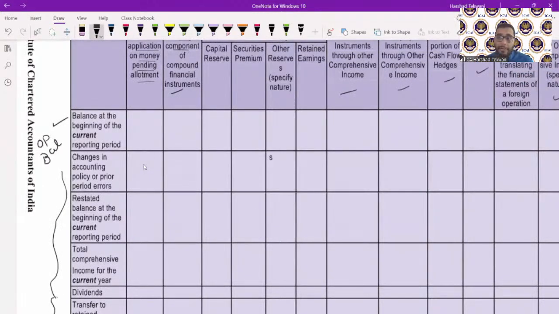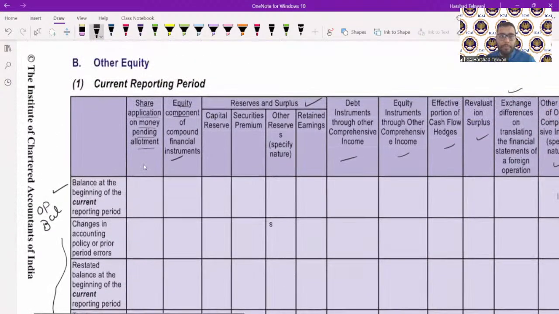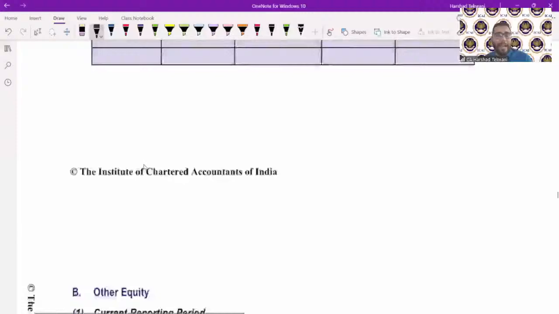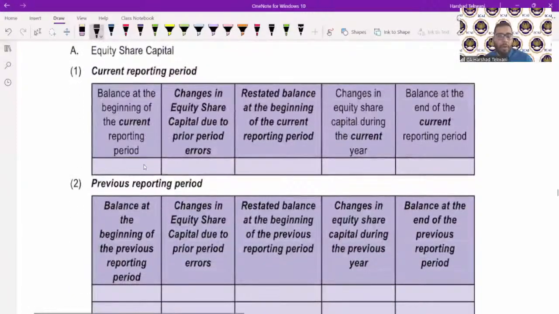Okay, this is how the statement of changes in equity is disclosed for other equity items. For share capital, we saw what was the beginning balance, what are the changes in share capital, restated balances if there are any, changes in equity share capital during the period, and the closing balance. This is how it is required for the equity share capital.